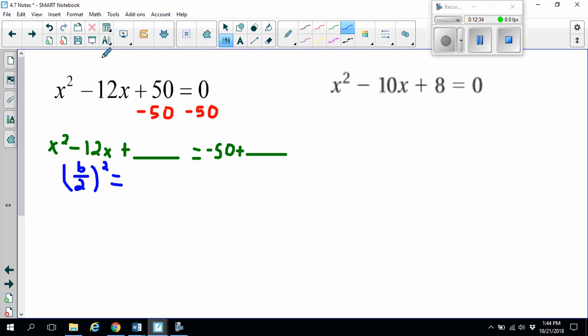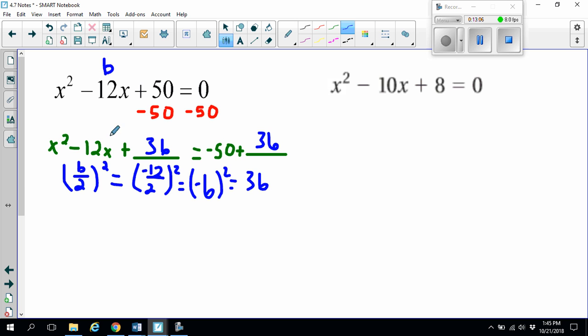So remember, your b value is basically the number right next to the x. In this case, it's negative 12. So we have negative 12 divided by 2. That's our b value. And we square it. So that gives us negative 6 squared, which should give us 36. So just like last time, I add 36 to both sides.